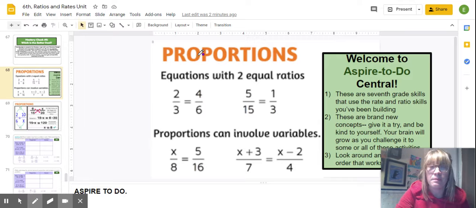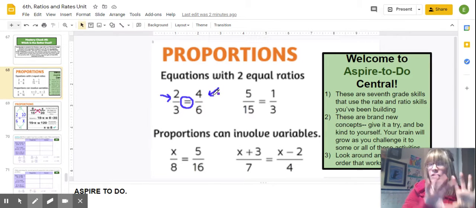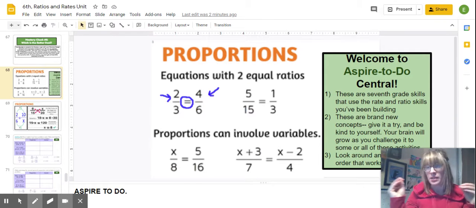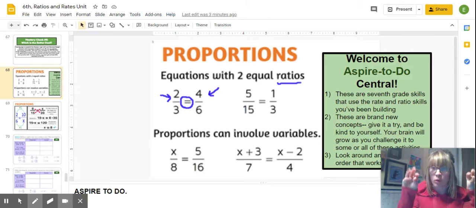Let's get a pen. A proportion, right, is simply an equation. So an equation has an equal sign in it, implying that everything on one side of this equation, in this case 2/3, is exactly the same value as everything on the other side, perhaps having a different look. So an equation with two equal ratios, right? So 2/3 is equal or proportional to 4/6. It just looks different. 5/15 is equal or proportional to 1/3.